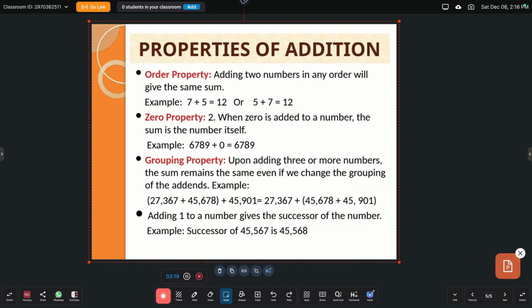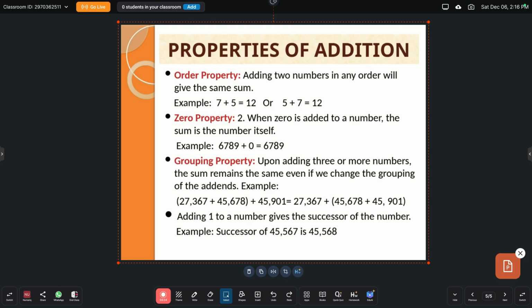Okay, beta. Now we will learn properties of addition. There are 4 properties that you need to learn about the addition. First property that you will always remember is order property. Okay, beta. What is order property? Order property says that we can add two numbers in any order.